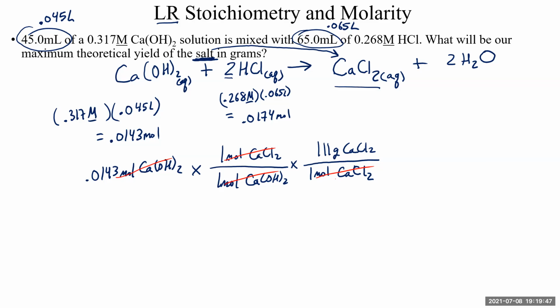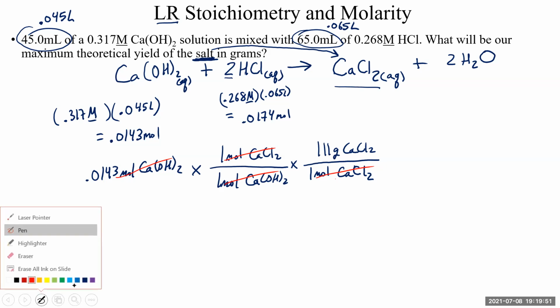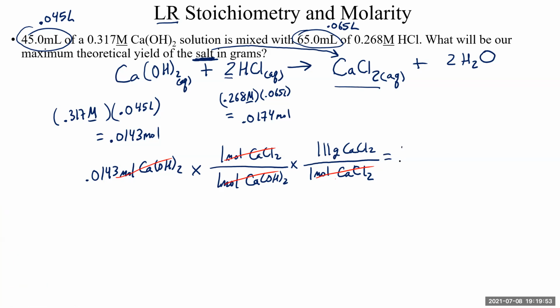That's going to be 1.587, let's say 1.59. 1.59 grams of calcium chloride. Now, is this the right answer? We don't know yet. Do not just circle this and say, I got the answer. Remember, in a limiting reactant problem, you have to test both reactants. You have to see how much product you get from each of the reactants in a separate calculation before you know which one is the right answer. So let's continue on.